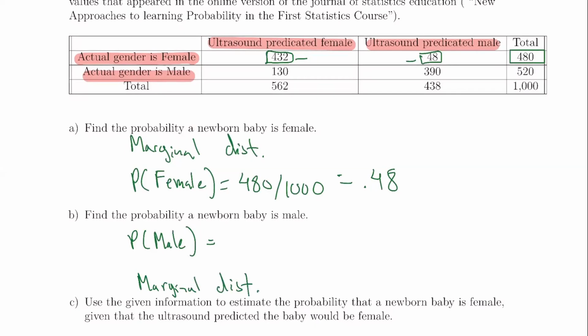So this is a marginal distribution. How many babies actually turned out to be male? Yeah, 520, perfect. And then you have 1,000. So 520 divided by 1,000 will give you 0.52, and that's decimal form. All right, and that's it for B. So A and B, both of those are marginal distributions.